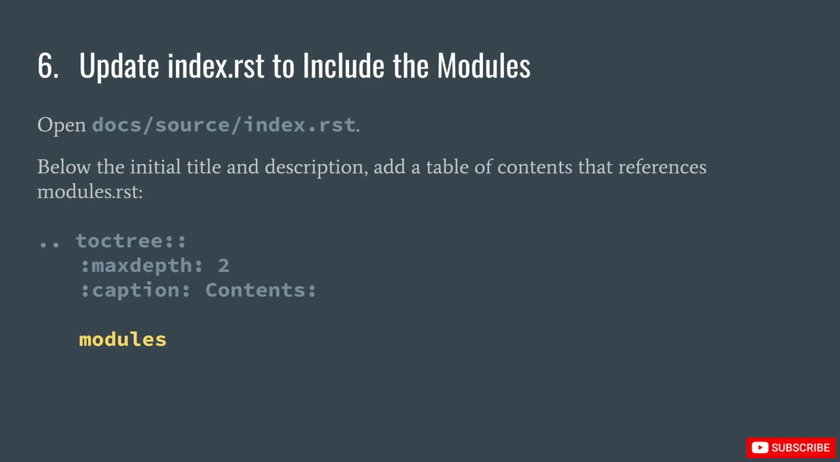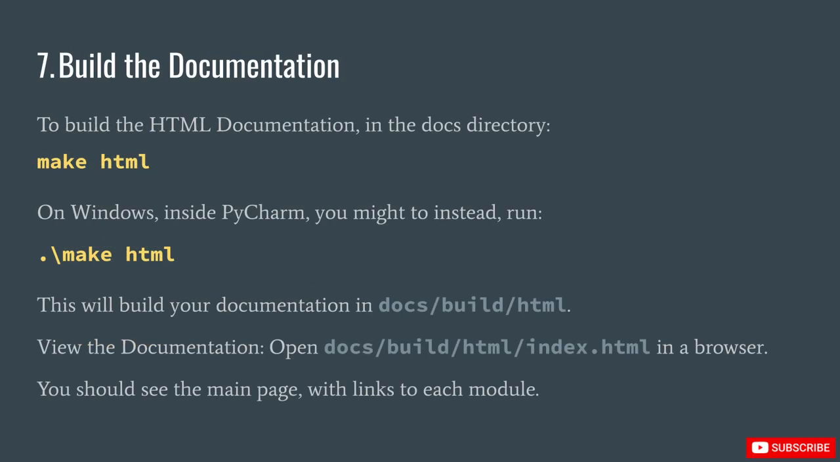Now let's update index.rst to include your project modules. Open your index file and make sure it looks like this. Finally, it's time to build the HTML documentation.